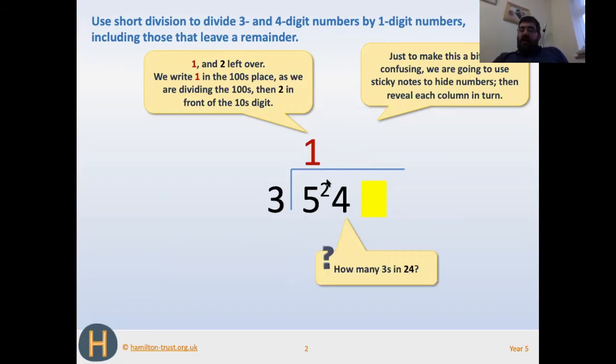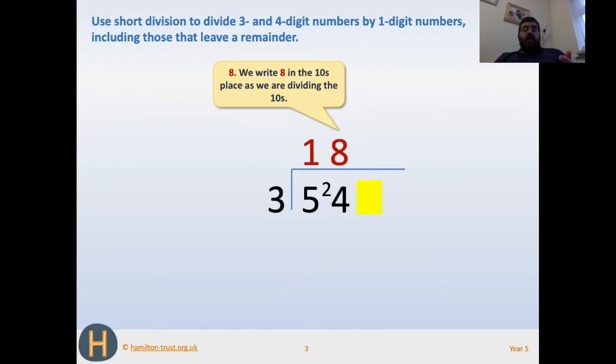But this time we've got 240, or because we don't need to worry about our units column at the moment, we're going to say 24. How many 3s fit into 24? Now that might involve you actually doing a 3 times table on your fingers, or you might just know it because you're really clever. Hopefully you're thinking about it now. How many 3s fit into 24? 8 3s fit into 24.